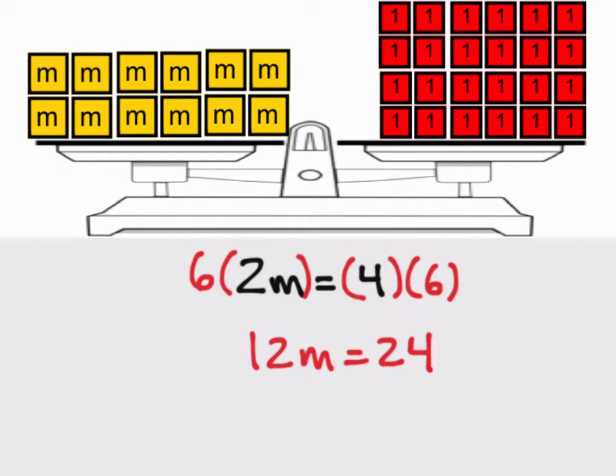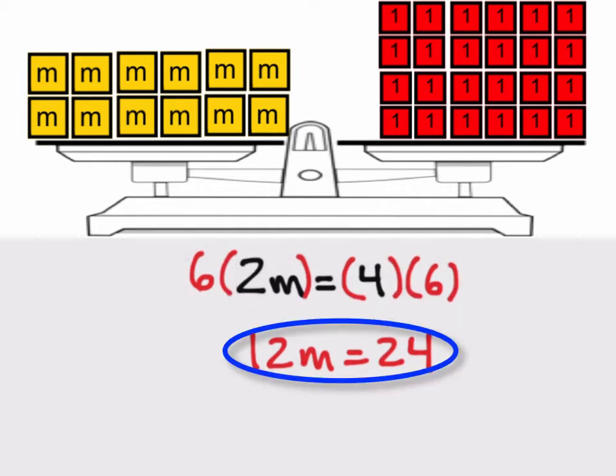Well, what does this mean for an equation? It means that we can multiply both sides of an equation by whatever number we want, as long as it's the same number to both sides, and the equation will remain balanced, or true.